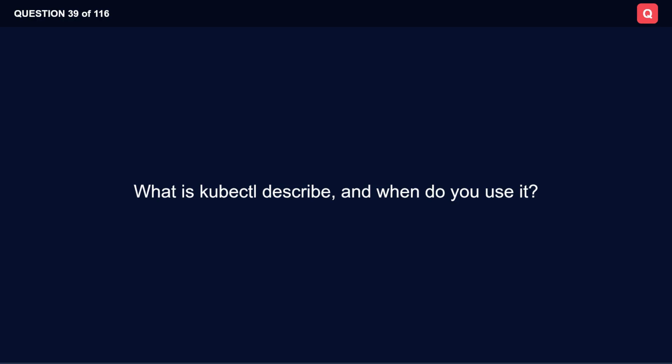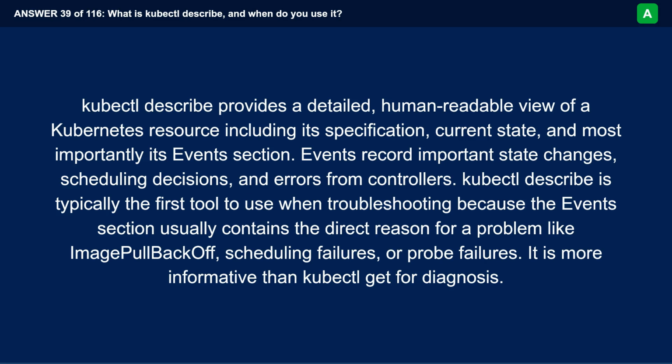What is kubectl describe, and when do you use it? kubectl describe provides a detailed, human-readable view of a Kubernetes resource, including its specification, current state, and most importantly, its events section. Events record important state changes, scheduling decisions, and errors from controllers. kubectl describe is typically the first tool to use when troubleshooting, because the events section usually contains the direct reason for a problem like image pull back off, scheduling failures, or probe failures. It is more informative than kubectl get for diagnosis.